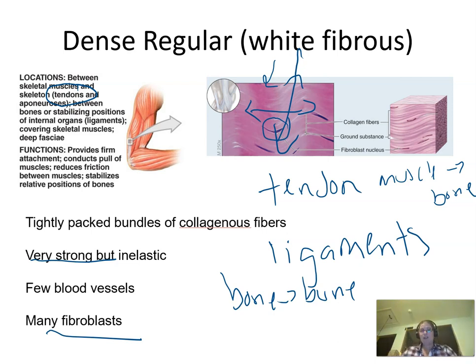Now, fascia surrounds muscle. So fascia surrounds and holds all your muscle together. And then you have this big long word in your notes called an aponeurosis. And you can kind of see that here in the notes. An aponeurosis is just a really broad, flat tendon. And we see these mainly in our abdominal muscles.